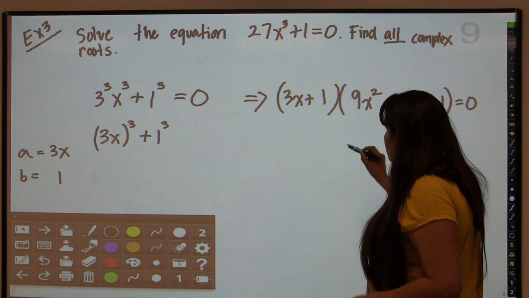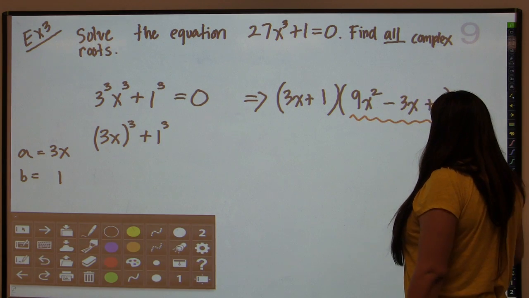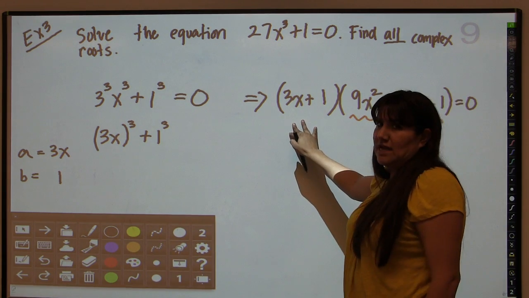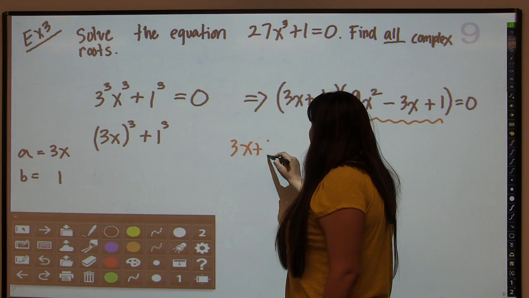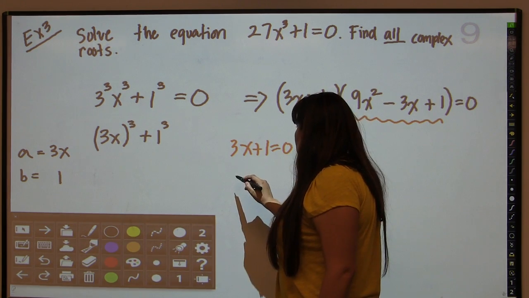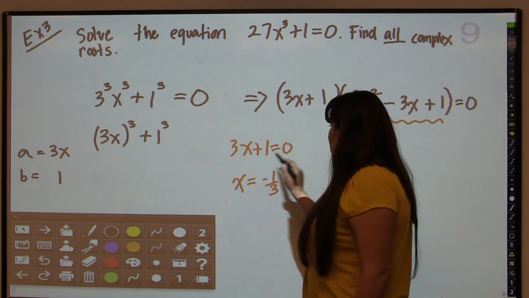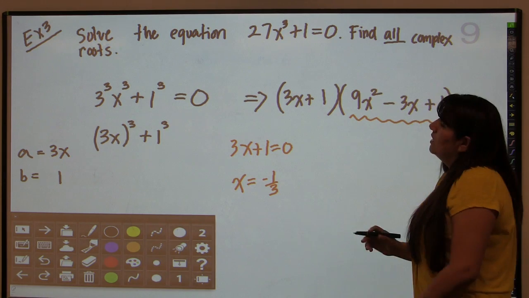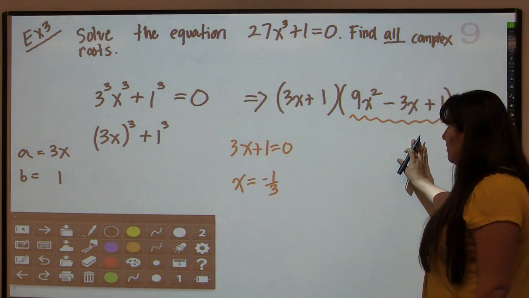The complex roots that they're talking about are going to come from this portion of the factorization. The first portion is actually pretty simple to solve for. You just go 3x plus 1 equals 0, and you subtract 1, divided by 3, and x equals negative 1/3. That's the easy part. Doing this portion is not so easy. You have to use the quadratic formula for this.